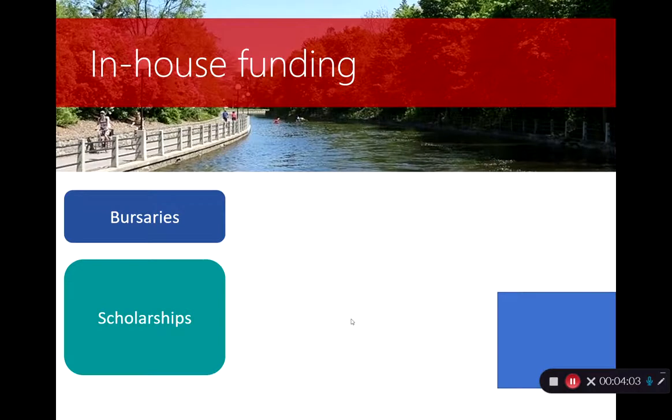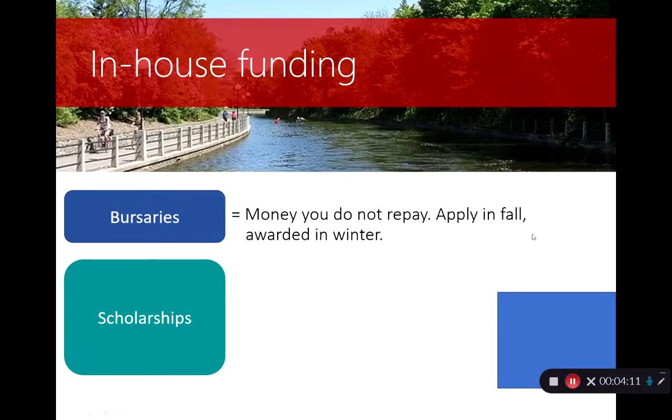There's also in-house funding available to students once they come in through the program. Students in ESP or IESP can apply for bursaries. Bursaries are money that you don't have to repay, so they're awards made based on your financial need. You would apply for them in the fall semester, and they're awarded in the winter term.